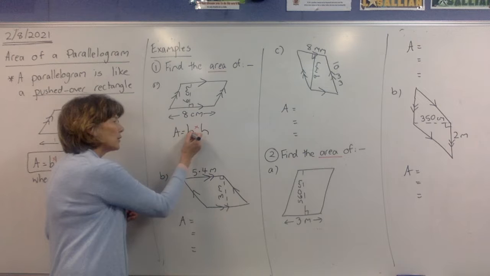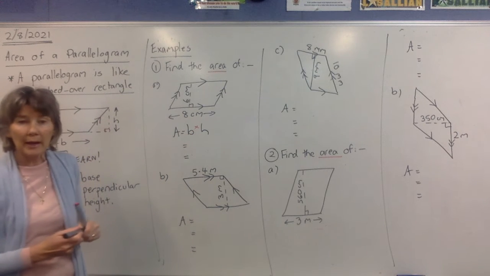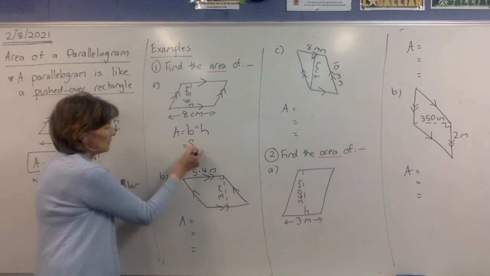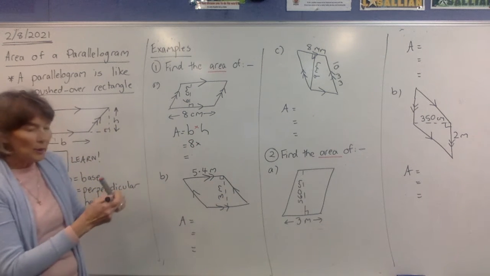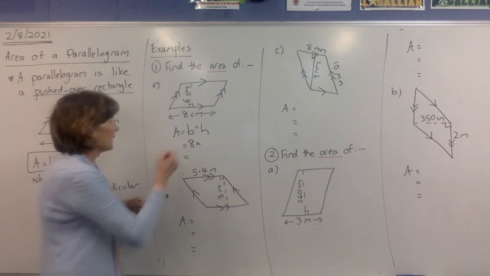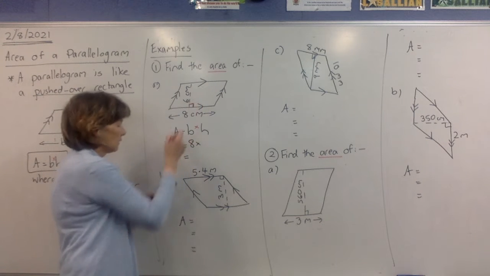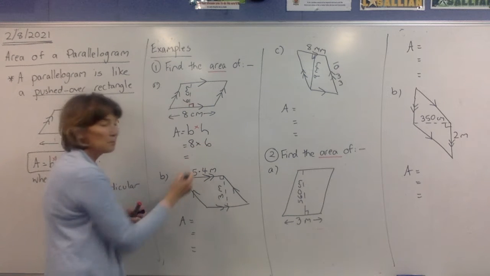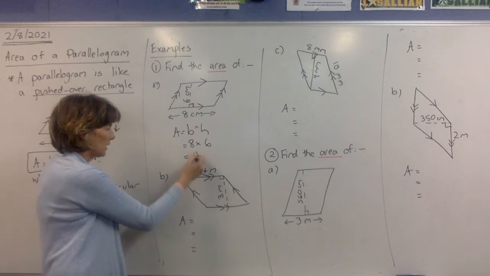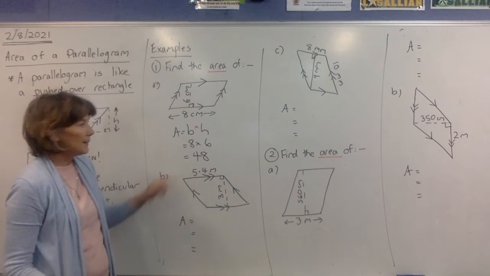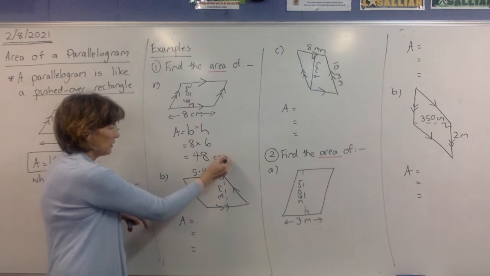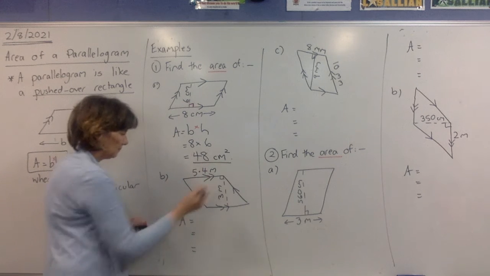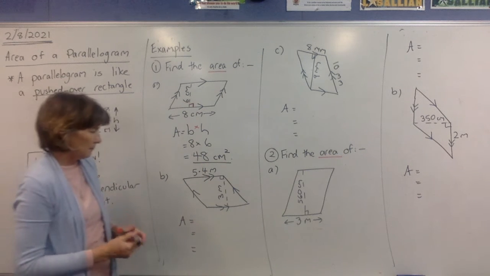So now we just have to go to the diagram and try and work out what they are. This is our base, so that's going to be 8 times, and we're looking for the right angle coming off the base. Well, here it is, and that is our perpendicular height, 6. So you just multiply those two numbers together on your calculator, and you'll get 48 centimetres for our units, and it's an area, so we've got centimetres squared. Let's have a look at the next one.